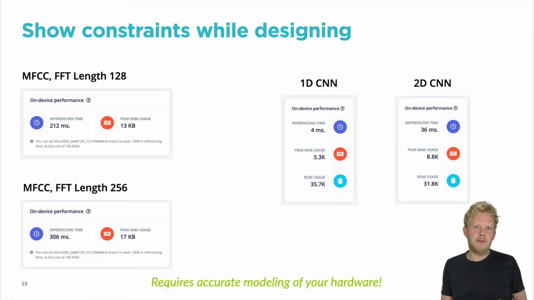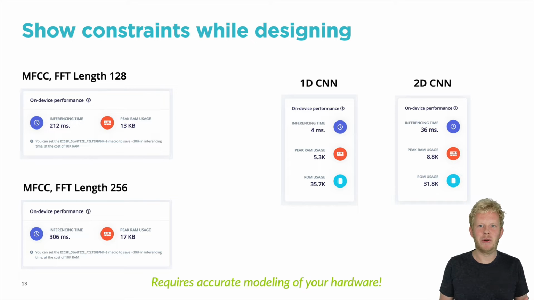But both of these have an impact on inferencing time and the RAM usage of my device. And it might very well be that only one of these actually fits. So maybe the FFT length of 256 yields a 1% point better model, but it also adds about 100 milliseconds per inference. Can I actually use that, yes or no?